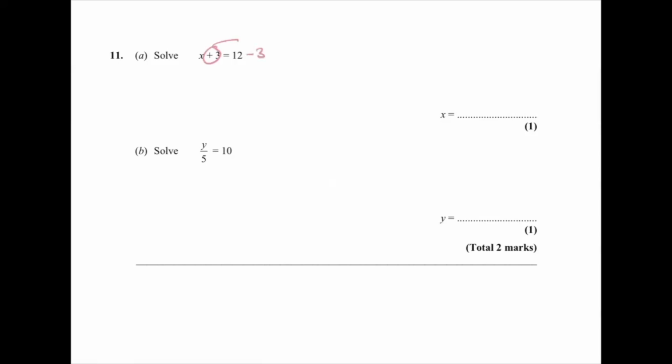So we're going to take off the 3, which gives us 9. This is divide by 5, so we're moving it across. It will land as times by 5, which will give us 50.